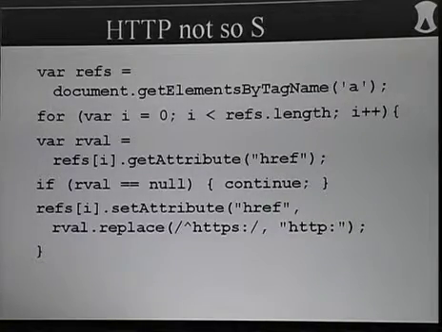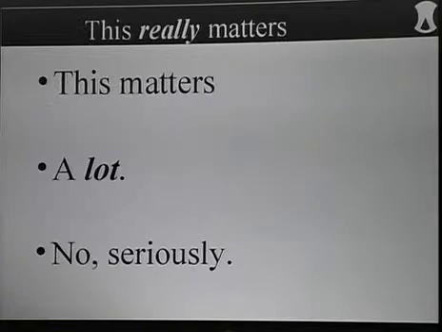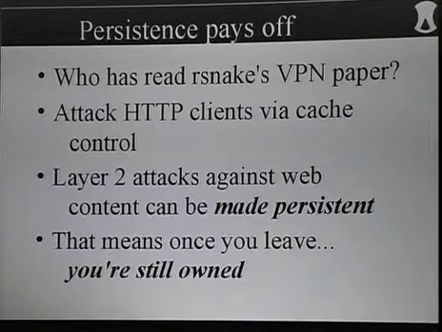Find every tag that begins with A, find everything that has an href reference in it, and regex replace HTTPS to HTTP. And oh, look, now I'm sniffing your layer 2 network right next to you, and none of your data is encrypted anymore. So this matters way more than it sounds. So who's read RSnake's VPN paper? One? Hands? OK, like maybe 20 people. All right, you should have read this. Go find it, read it.